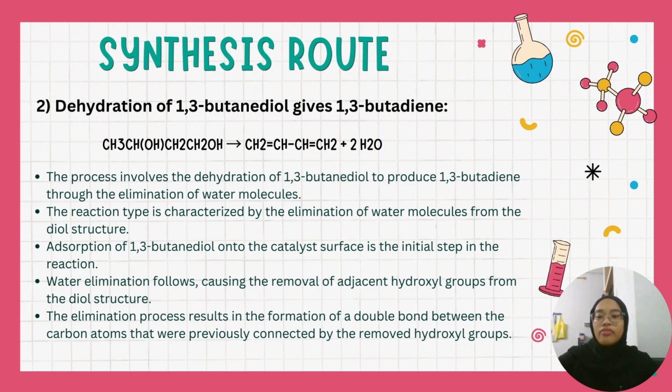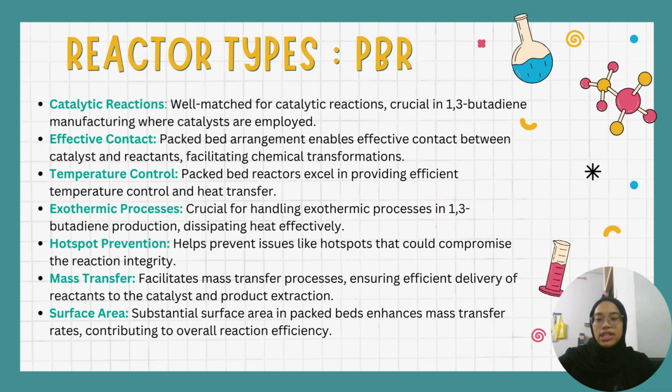The process involves the dehydration of 1,3-butanediol to produce 1,3-butadiene through the elimination of water molecules. The reaction type is characterized by the elimination of water molecules from the diol structure. The adsorption of 1,3-butanediol onto the catalyst surface is the initial step in the reaction. Water elimination follows, causing the removal of adjacent hydroxyl groups from the diol structure. Finally, the elimination process results in the formation of a double bond between the carbon atoms that were previously connected by the removed hydroxyl groups.